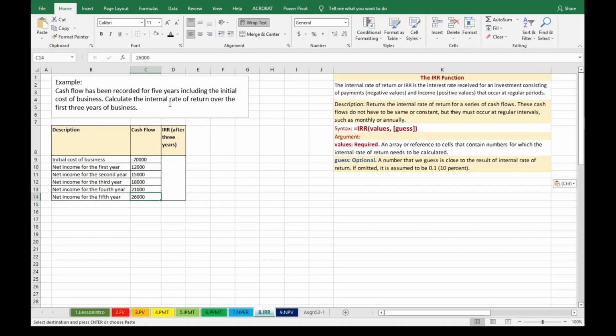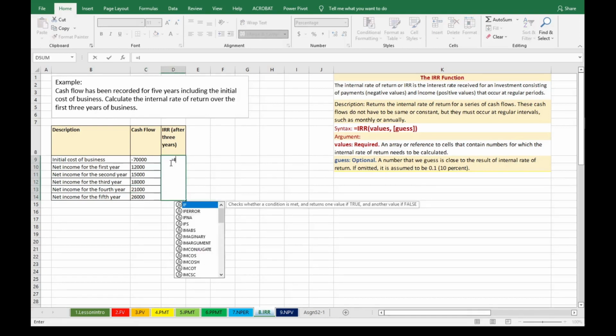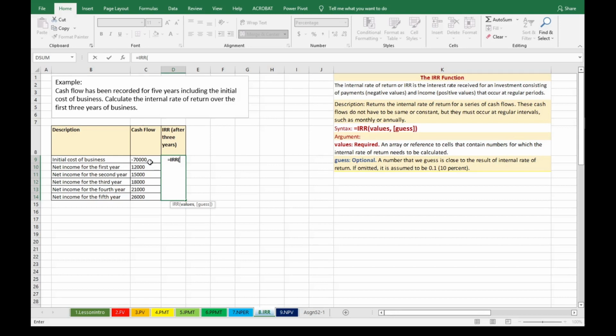So we need to calculate the internal rate of return over the first 3 years of business. So we'll say here equal to, we'll put the function IRR, and we need values here. We want only the IRR for the first 3 years of business. We'll give the array: this is the initial investment, first year, second year and third year. So that is the range of C9 to C12. Okay. And we will not give any guess here, so the default guess will be 10%. So we'll enter this value. So we got IRR as negative 18.2%.